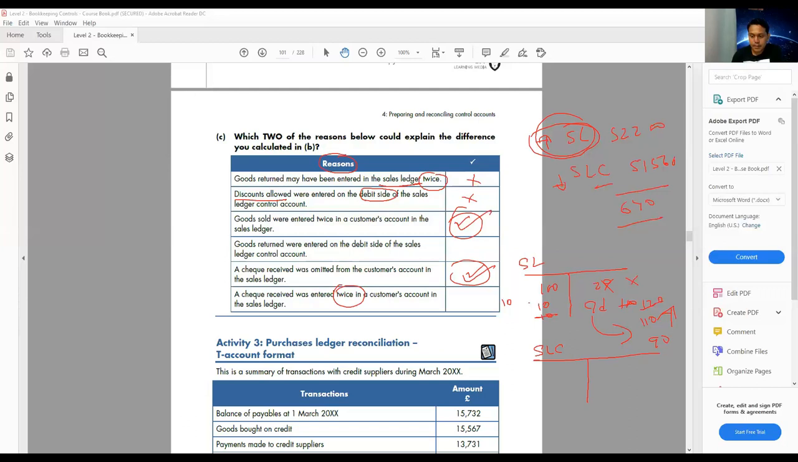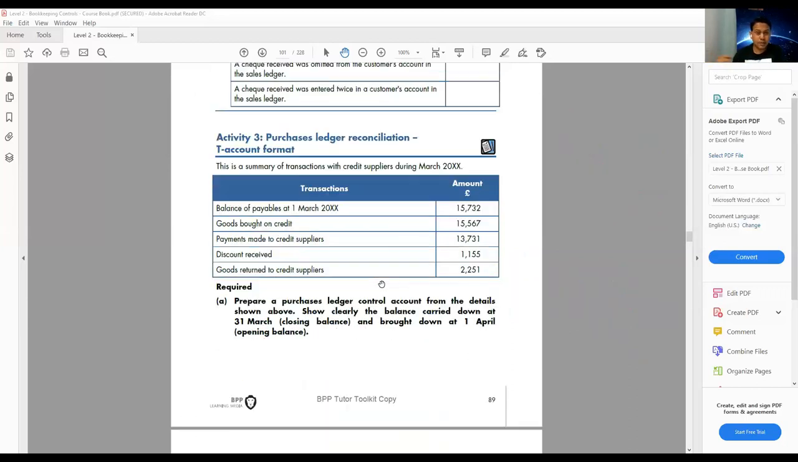All right, but obviously if you work it out with the T account, that will help you. If you just try to see what happened in the T account, that helps a lot to understand whether it is going up or down. If it is already up, don't make it too much up. If it is already down, don't make it too much down.